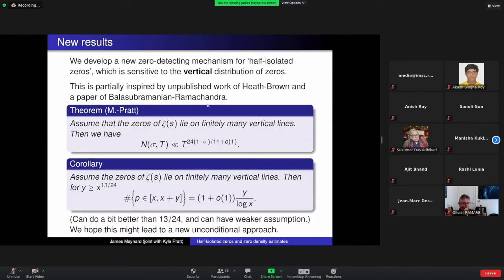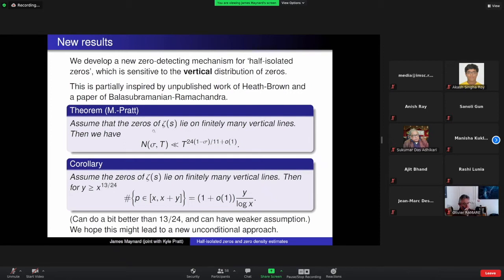So before I get into precisely what this new zero detector mechanism is and what I mean by half isolated zeros, which is maybe slightly technical, even though I view that as the kind of main idea, I'd like to state a couple of consequences of this new unconditional zero detecting mechanism, which works very well if there's a certain amount of rigidity in the distribution of the zeros of the zeta function.